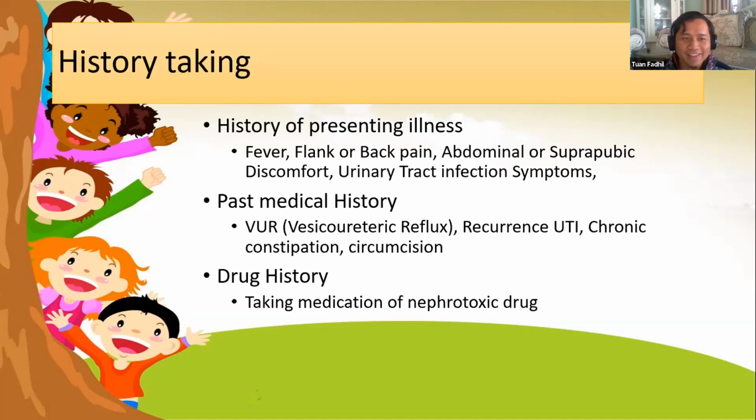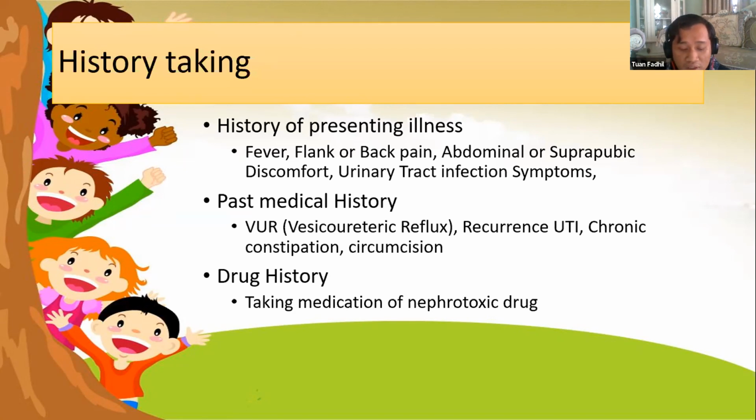So first, the most important thing, we must take the history. History taking is important to get a diagnosis. As I mentioned, in UTI there is no specific sign and symptom, so we can ask more about the signs and symptoms of the patient, because in UTI we need a combination of findings. Maybe some patients came to the clinic with fever and back pain, and also suprapubic discomfort and other associated symptoms of urinary tract infection.